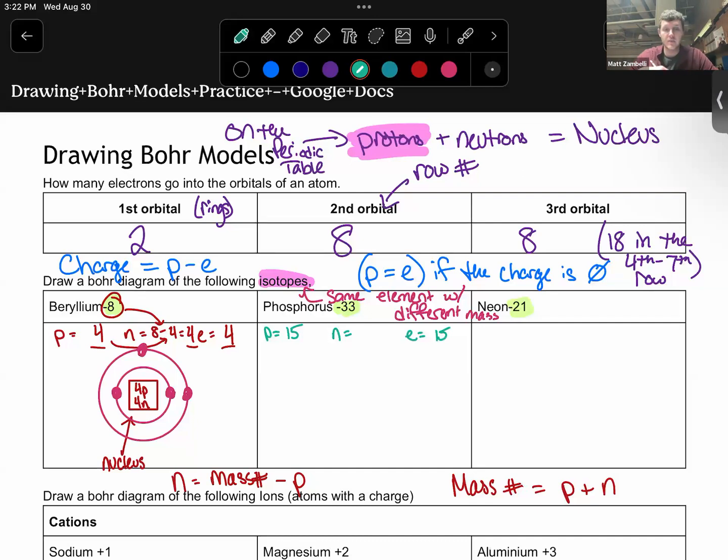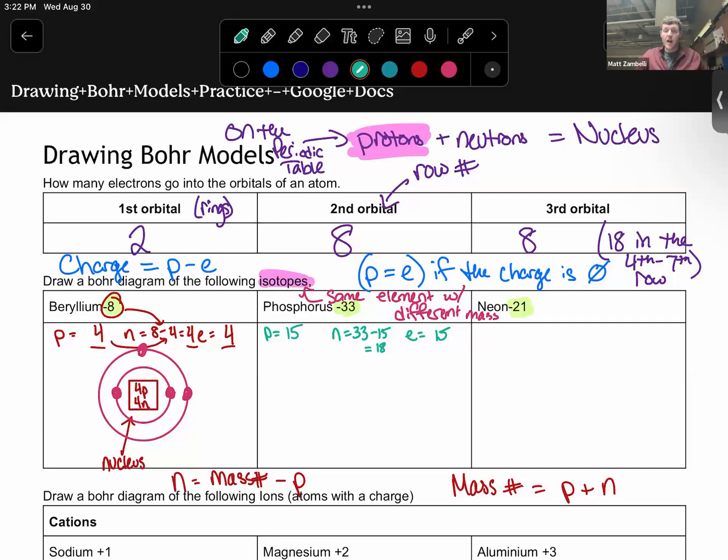All right, our neutrons is where it gets a little bit different. Remember, our neutrons is where we subtract. On your periodic table, it should say something along the lines of 30.97, but this one says 33. So we're going to do 33 minus our 15 to give us, what is that? 18 neutrons.